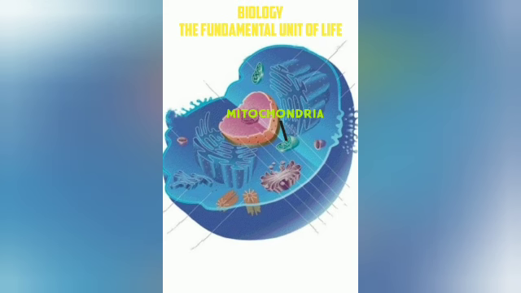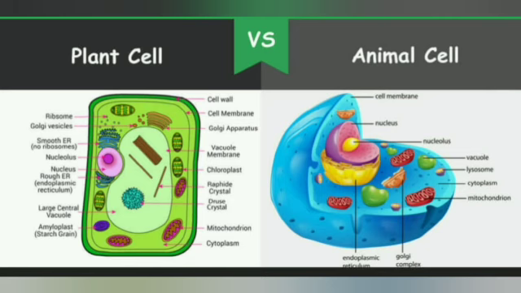Now the difference between plant and animal cells. Plasma membrane, cytoplasm, endoplasmic reticulum, ribosomes, mitochondria, Golgi apparatus, dictyosomes, lysosomes, nucleus and vacuole are present in both plant cells and animal cells. Centrosome is present in animal cells only. Cell wall and plastids are present in plant cells.